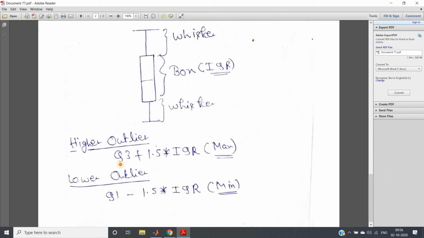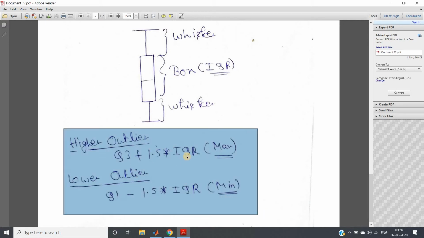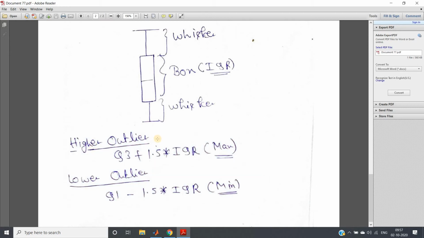There is one formula. These two formulas you can keep in mind because they are widely used in data analysis related projects. Higher outliers are those values which are more than Q3 plus 1.5 times IQR. Q3 is the 75th percentile, and we are adding 1.5 times IQR to it. If any value present in our data set is more than that, then we'll consider it a higher outlier. And for the lower outlier, just replace the plus by minus, and instead of Q3 we'll take Q1, because lower outliers will be below Q1. So we'll subtract this value. So the lower outlier threshold is Q1 minus 1.5 times IQR.